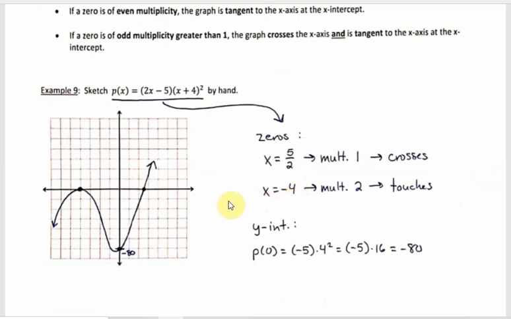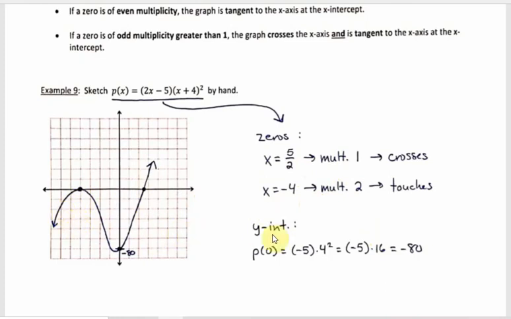So the first thing that I would have done with this graph is I would have just put in these dots, like one right there for the 5 halves, since that's 2.5 if you rewrite it as a mixed number. And then the one right there is for the negative 4. And then I said, all right, the 5 halves is multiplicity 1, so the graph should cross the axis, so that's what's going on there. And then multiplicity 2 at negative 4, so it touches but doesn't cross.